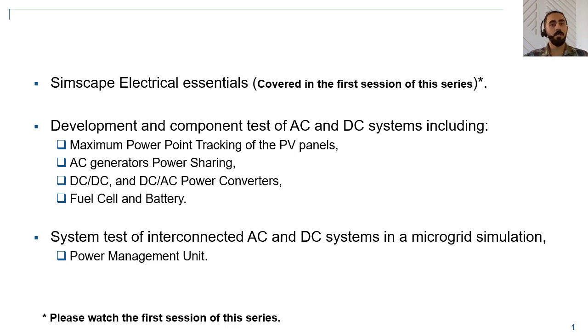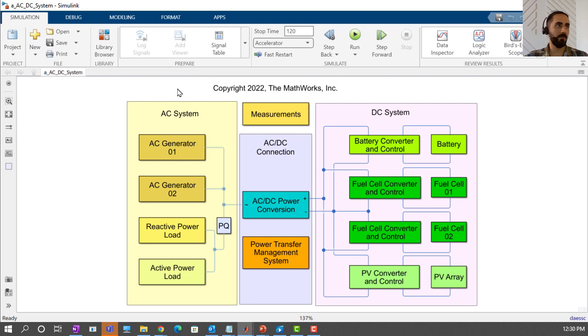So I'm going to show you the final system that I'm walking you toward today. This is the system that we build up at the end of the day, and it includes a couple of AC generators connected in parallel, the AC/DC power converters, and the DC system on the other side of the model that includes the battery and a couple of fuel cells and also a PV array.